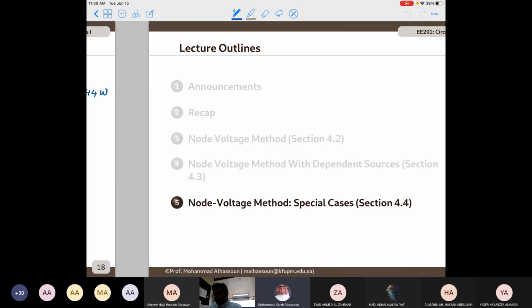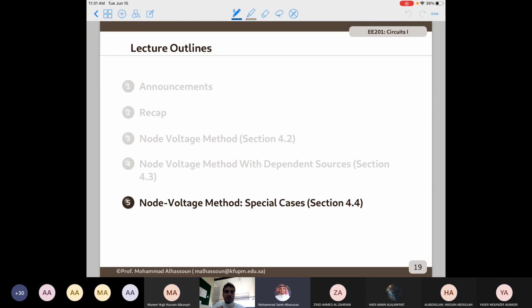So now we discussed the general case of the node voltage method. Then we took it a step further to include the dependent source. We saw that the inclusion of the dependent source does not complicate the problem. It only adds an extra equation that we need to account for. Now let's consider what happens if we have some special cases.